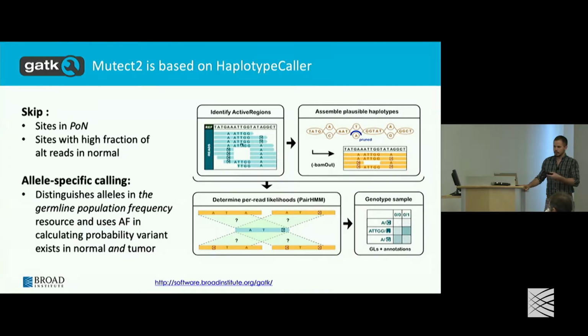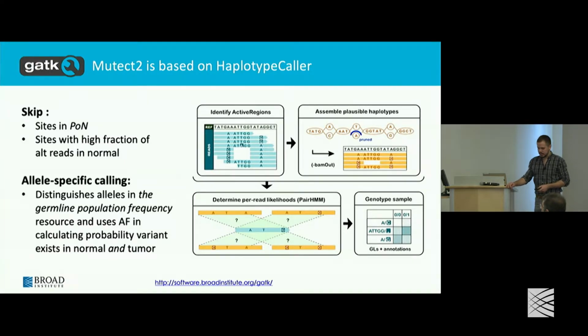And if the site isn't in the PON, then we exclude it. And if the site looks like it has an event in a normal, we also toss it out. Then we take all the reads from the normal and the tumor, and we filter them. We filter the reads in a tumor much more stringently than those in a normal sample, by things like mapping quality, for example. And then we toss those reads into an assembler. So you kmerize them, put them in a De Bruijn graph, and we assemble the most likely haplotypes.